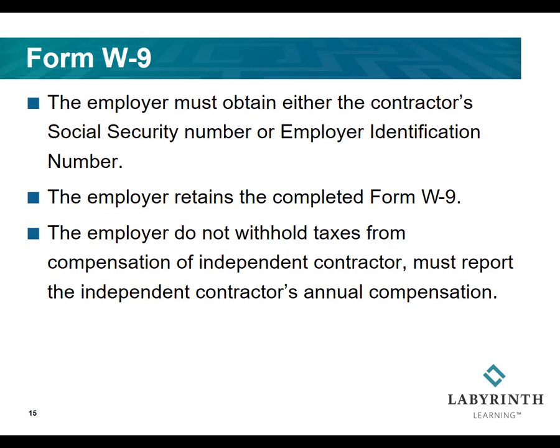Form W-9. In order to report the contractor's income on the 1099-MISC, the business needs to know the contractor's tax identification number, social security number, or the employer identification number. To obtain these numbers, the employer gives the Form W-9 to the contractor to fill out and give back to the employer, who then retains the completed Form W-9.